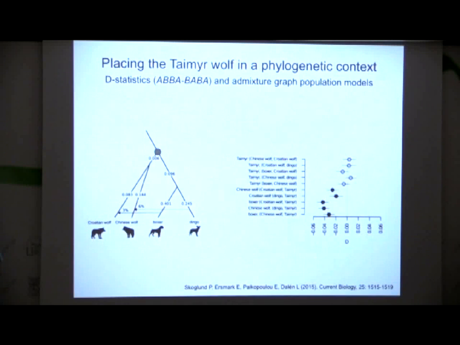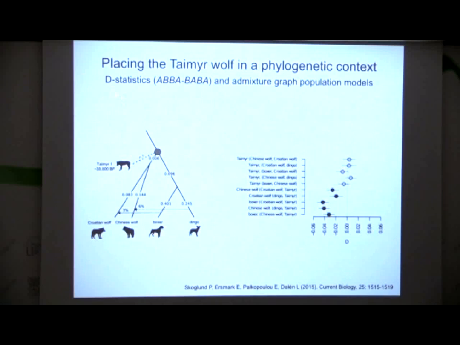But then we also used, or Pontus, I should say, used something called admixture graph models, where you can try to reconstruct the relationship between different taxa and different nodes. And you do this by way of trying to minimize the amount of genetic drift that has occurred between the different taxa and the different nodes. And when Pontus did this, the Taimyr wolf ends up here, not really like a trifurcation, but at any rate non-significantly differentiated from the node. So that was a bit odd to us, right?